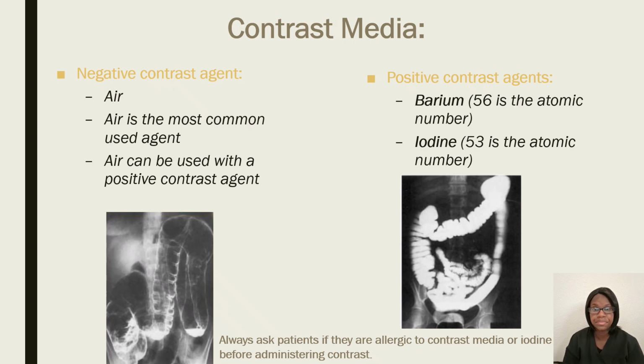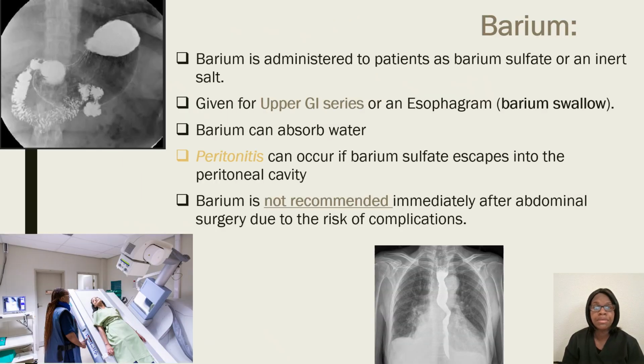For barium, barium is administered to patients as barium sulfate, an inert salt, given for an upper GI series or an esophagram, which is also known as your barium swallow. Barium can absorb water. Peritonitis can occur if barium sulfate escapes into the peritoneal cavity, which is why barium is not recommended immediately after abdominal surgery due to the risk of complications.